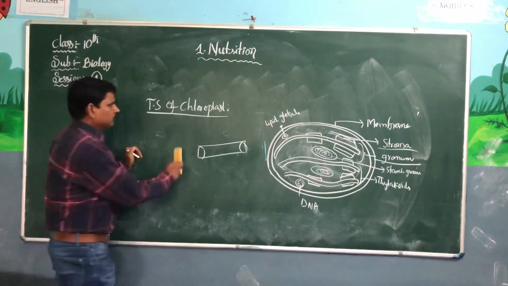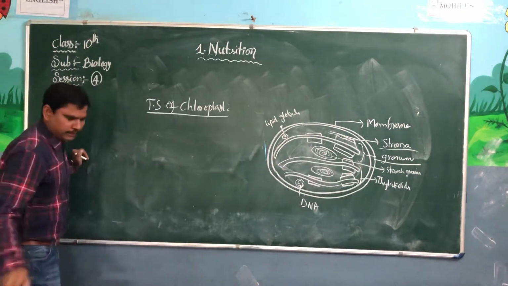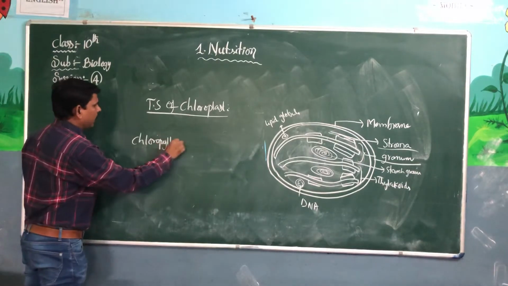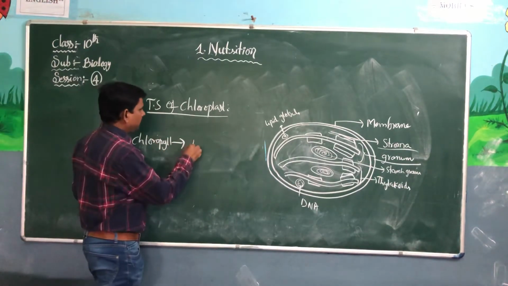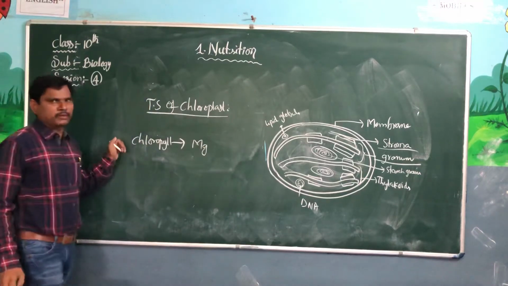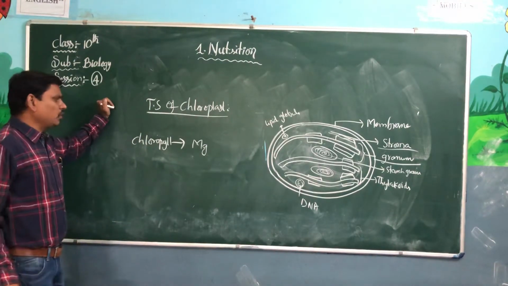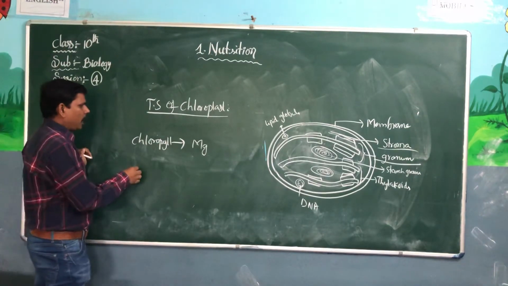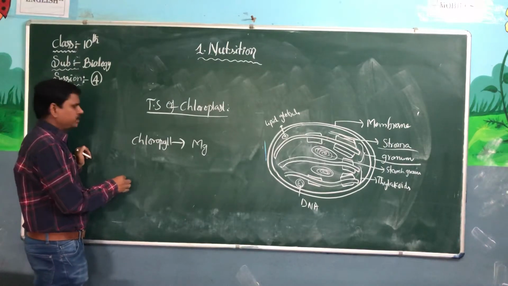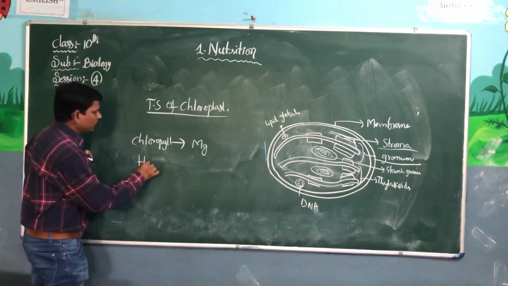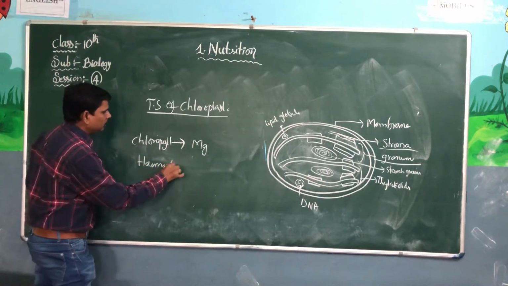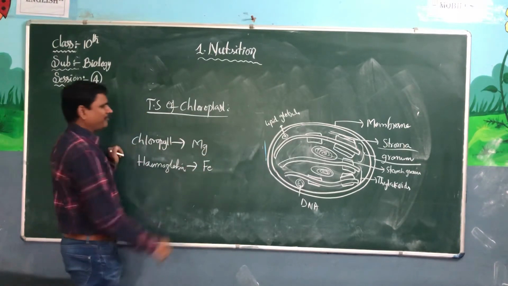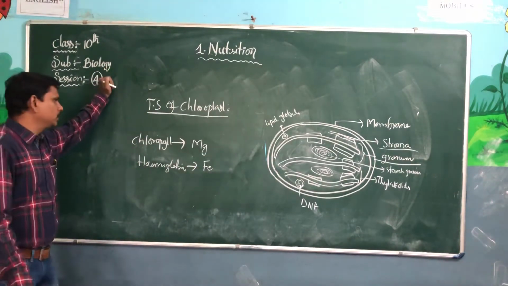This chlorophyll has an atom called magnesium. It's very important; many times they ask this question. Chlorophyll contains the atom magnesium. And when discussing chlorophyll containing magnesium, we should also know that hemoglobin contains the atom iron, ferrum. So these are both important.